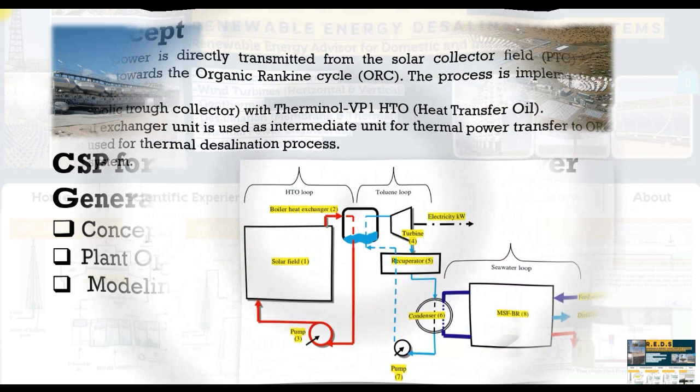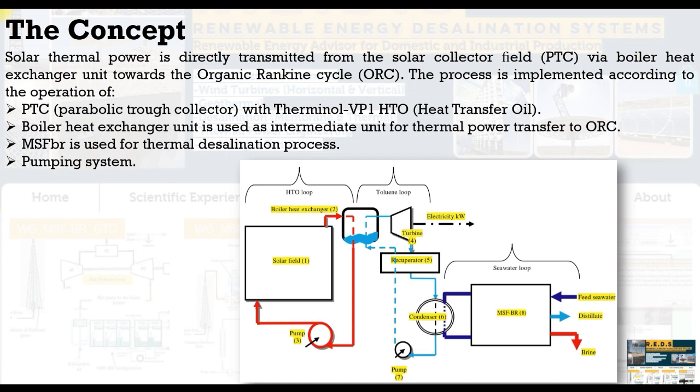First of all, the main concept is that solar power is directly transmitted from the solar field, mainly a parabolic trough collector, via a boiler heat exchanger unit, in order to power the organic Rankine cycle. The organic Rankine cycle shows a positive behavior on the TS diagram, therefore it's favorable for such a configuration. The process is implemented according to the operation of the parabolic trough collector. We're going to operate the PTC via heat transfer oil. I do recommend Therminol VP-1 heat transfer oil. We also have a heat exchanger unit as an intermediate unit, and the desalination process.